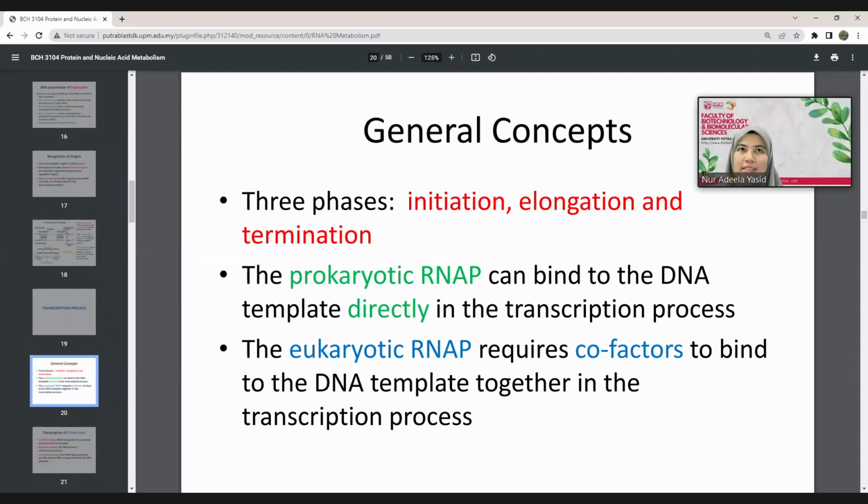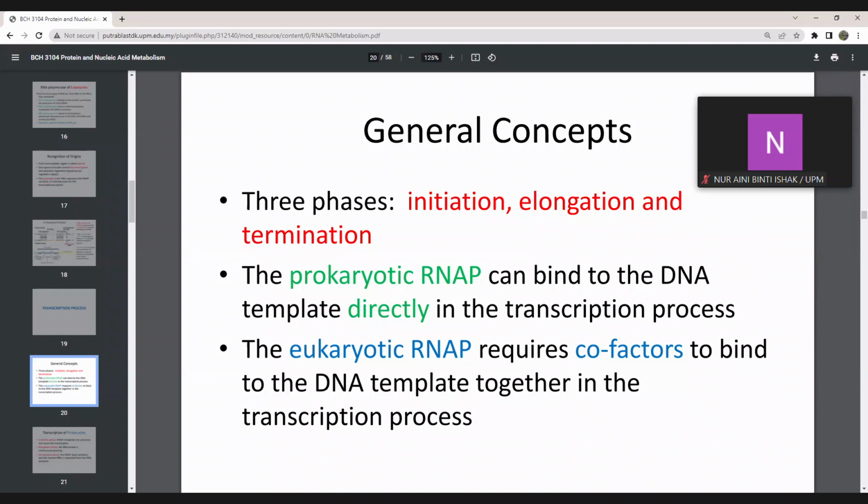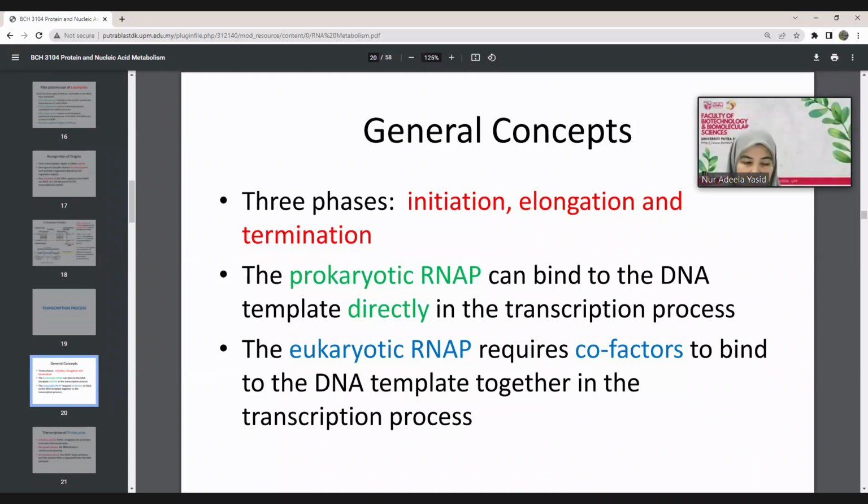So we have two different systems here: prokaryotic and eukaryotic. Obviously, the prokaryotic transcription process is much simpler compared to the eukaryotic system. For example, prokaryotic RNA polymerase can bind to the DNA template directly, but transcription in the eukaryotic system requires cofactors and many other factors to bind to the DNA template.